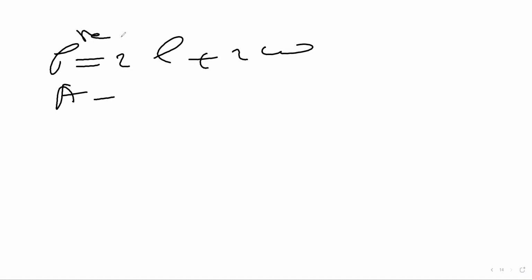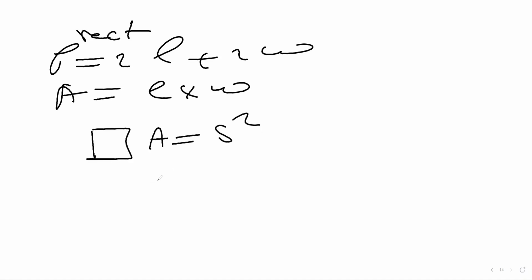Rectangle first: what is the perimeter? 2L plus 2W. And the area? What is the area of the rectangle? L length times W width. And the square, what is the area of the square? Side squared. What is the perimeter? 4S, S times 4, all sides.